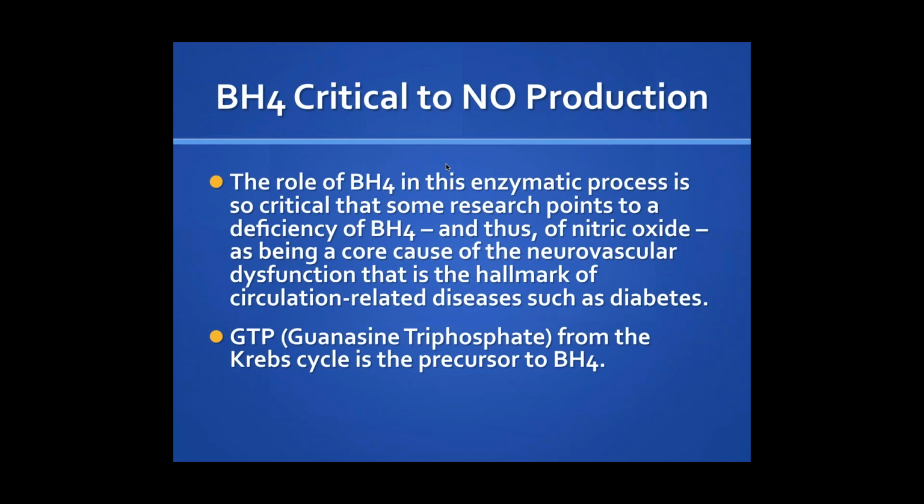So the role of BH4 in this enzymatic process is so critical that some research points to a deficiency of BH4 and thus of nitric oxide as being a core cause of the neurovascular dysfunction. That's the hallmark of circulation-related diseases such as diabetes. And don't forget that the Krebs cycle has to be running fully and regulated in order to make guanosine triphosphate, which is needed as its precursor to the BH4.